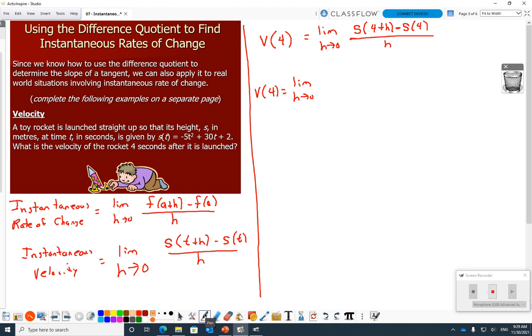s at 4 plus h: negative 5 times (4 plus h) squared plus 30 times (4 plus h) plus 2. I'm going to write that all in red. Then I'm going to write the second part in blue, if it's a little confusing what I'm up to there. That was when I subbed in 4 plus h. Now I'm going to write subtract, and then just s at 4, which is negative 5 times 4 squared plus 30 times 4 plus 2. Oh, it fit. Oh, that's nice.